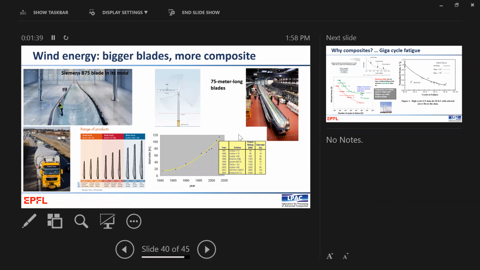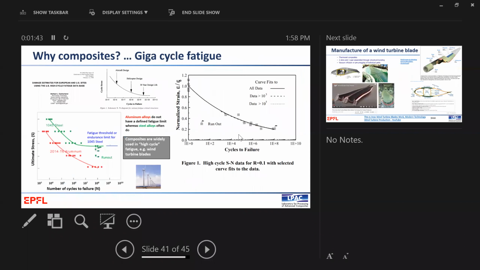So again, just showing you what a blade looks like when it's being made. The main reason why composites are used in wind turbines is fatigue. And if you look at cycles in an aircraft and a helicopter, this is the number of cycles that we see in the application. A wind turbine blade has a 30-year design life, which ends up being 10 to the 9. It's gigacycle fatigue.